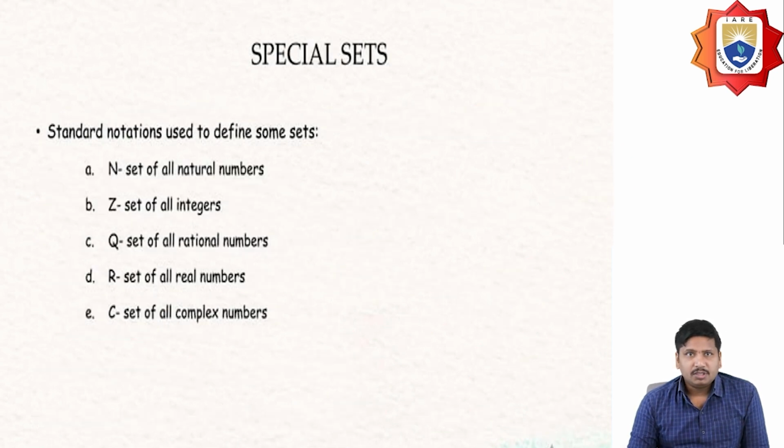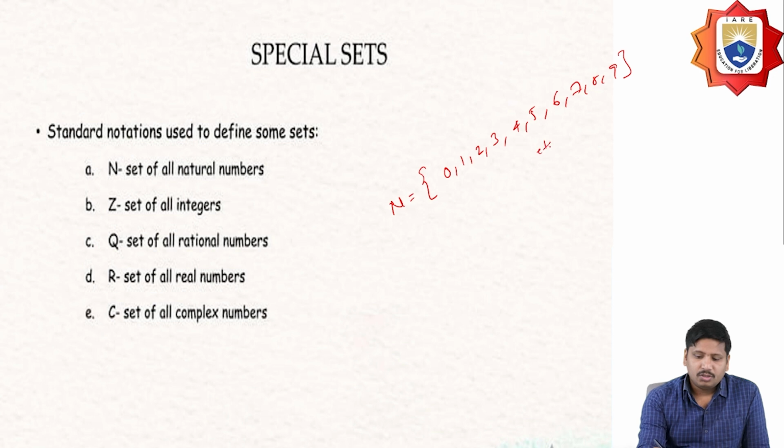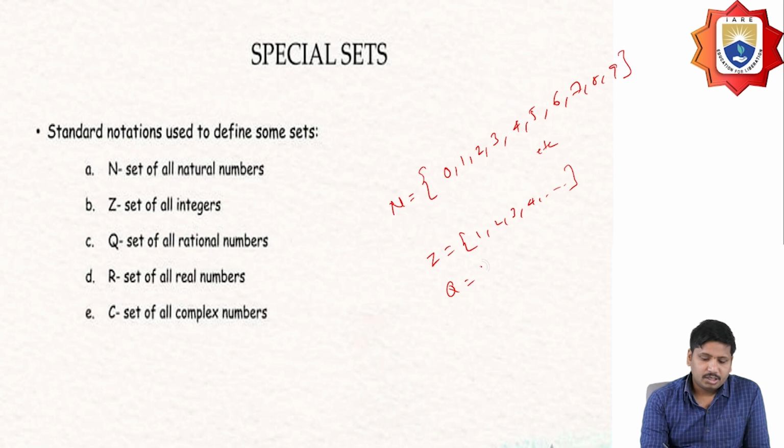Then what are the different types of sets or special sets we have? Some standard notations are: N is the set of all natural numbers, 0, 1, 2, and so on, not only up to 9. Z is the set of all integers, Q is the set of all rational numbers, R is the set of all real numbers, and C is the set of complex numbers.